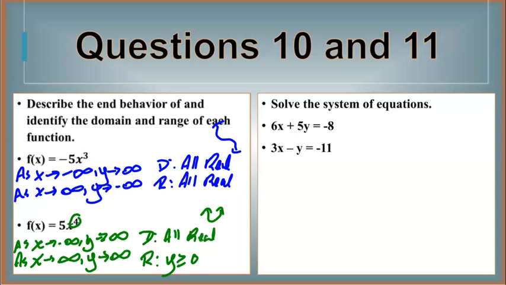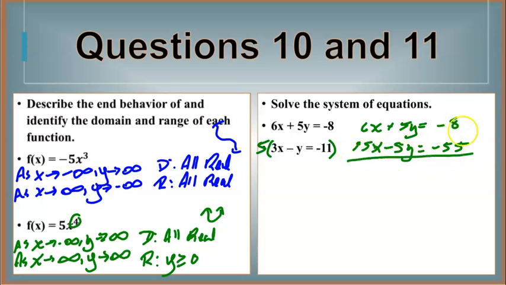Question 11, solve the system of equations. Here you can either use substitution or elimination. I'm going to use elimination because my y's are already opposite. They have opposite signs. So all I need to do is make this y to be a negative 5y. So all I have to do is multiply this by 5, which will give me 15x minus 5y is equal to a negative 55. And this other one, I'm just going to bring it across, which will be 6x plus 5y equals a negative 8.